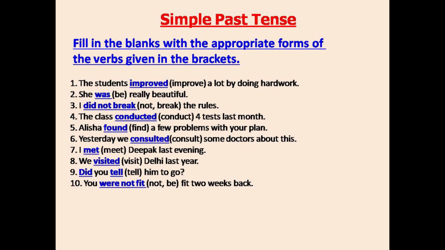Students, let us now discuss the answers of the questions. Okay. First question. The students dash within bracket improve a lot by doing hard work. The past form of improve is improved. So the students improved a lot by doing hard work. Next question. She dash really beautiful. The verb given in bracket is be. So what is the past form of be in case of singularity? That is was. So she was really beautiful.